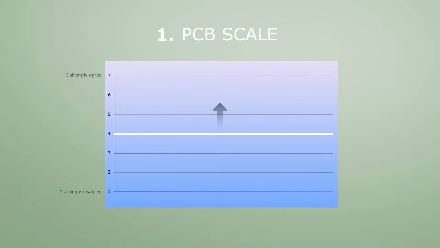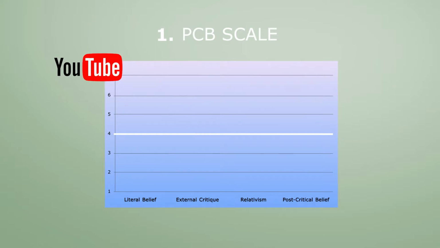The further the score raises up above the white line, the more respondents tend to agree with the belief style in question. The further the score lies beneath the white line, the more the respondents disagree with the belief style. At the bottom, you see the 4 cognitive belief styles: literal belief, external critique, relativism, and post-critical belief. To learn more about the content of the belief styles, watch the YouTube video that explains the PCB scale.